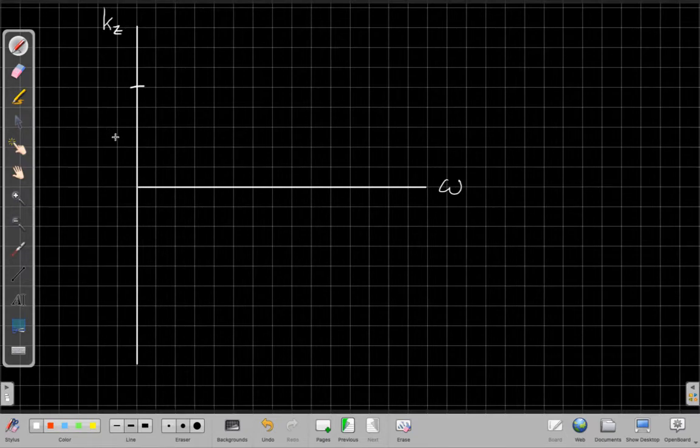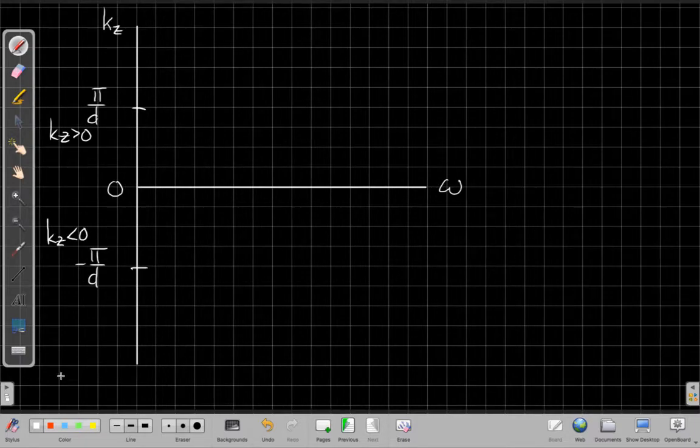And so we might say, well, actually, let me give myself a little more space. I might stop here and say if this is pi over d, we'll be between plus and minus pi over d. And remember, kz, this is the zero part. This is kz greater than 0 and kz less than 0 down here.